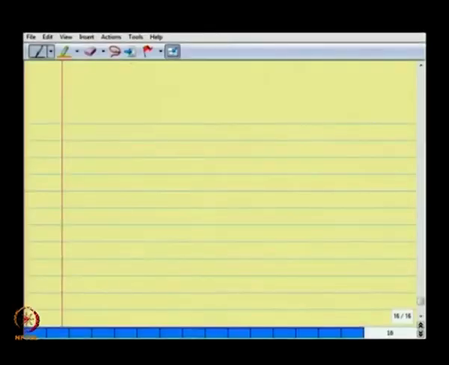Now, since we are running out of time, I am going to write the linear chain 1, 3, 5, what is this? 1, 3, 5 hexatriene.